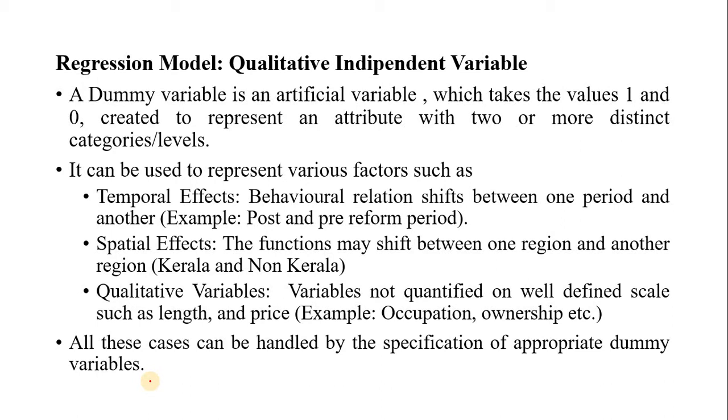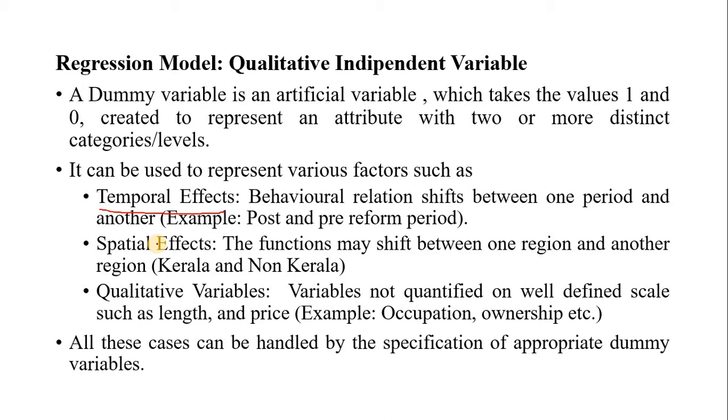Now, as I told you, a dummy variable is an artificial variable which takes the values 1 and 0, and which is created to represent an attribute with two or more distinct categories or levels. So it can be used to represent various factors. The first one is the temporal effect. What do you mean by temporal effect? Any economic relation may shift from one period to another period.